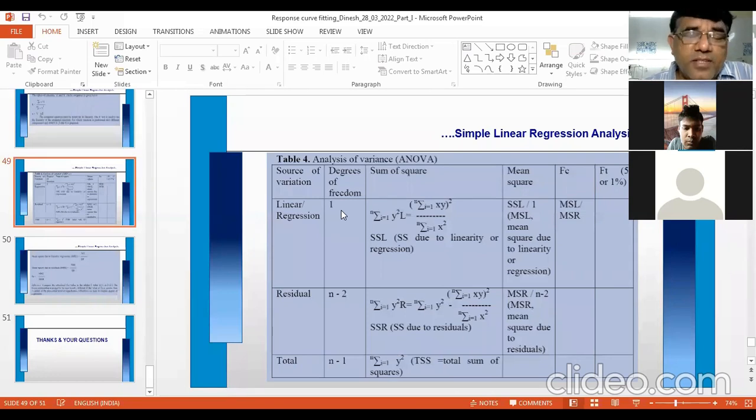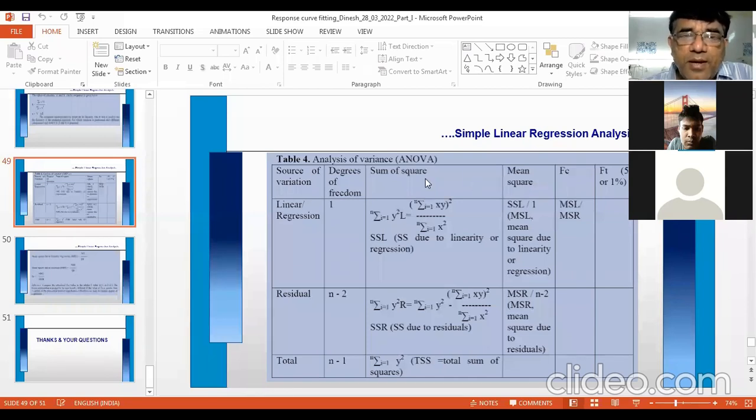Degree of variable x. Then total is n minus 1, where n is your total number of pairs of observations. And then residual, you can easily work out as total minus regression. So n minus 1 minus 1 gives you n minus 2. So for error or residual, the degree of freedom is n minus 2.